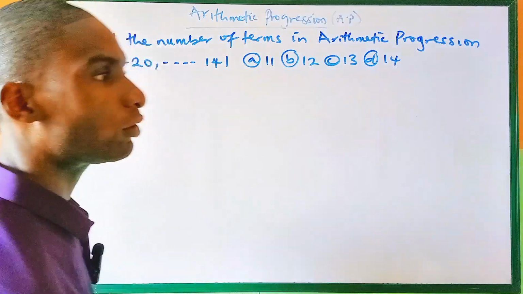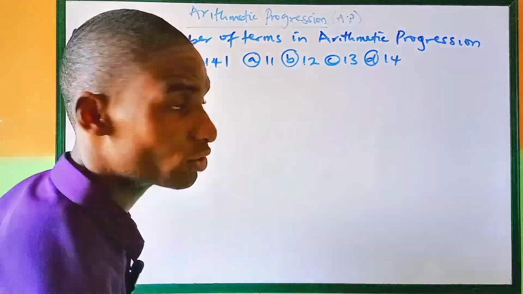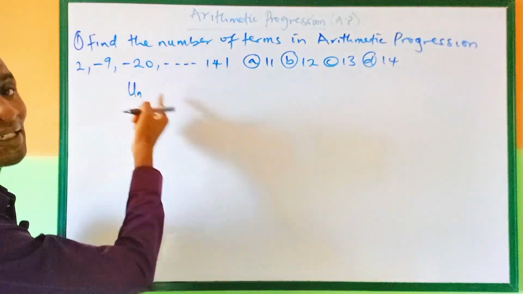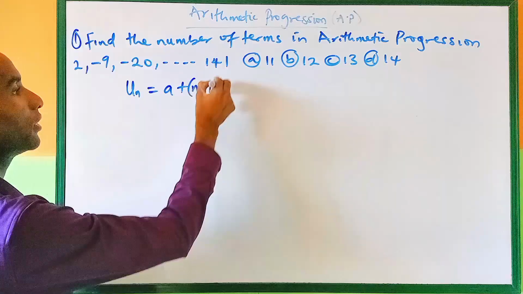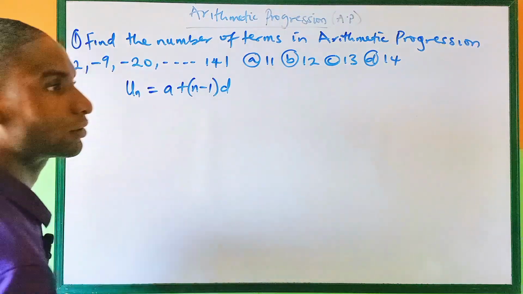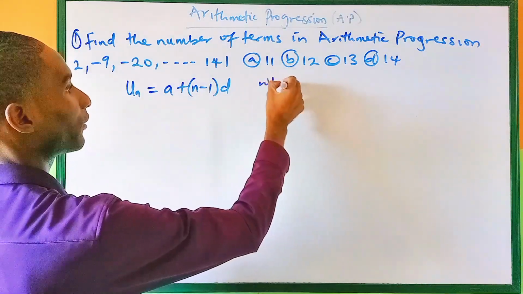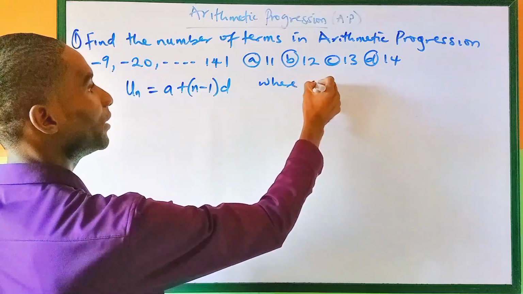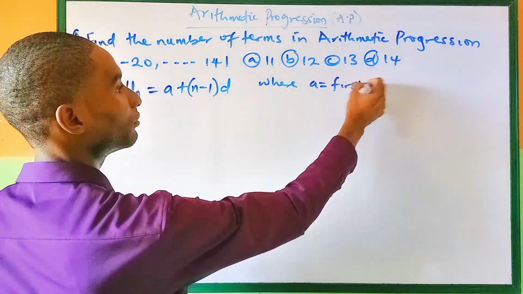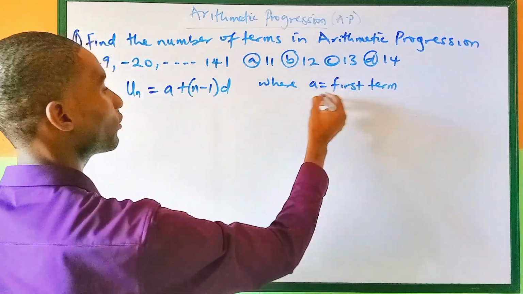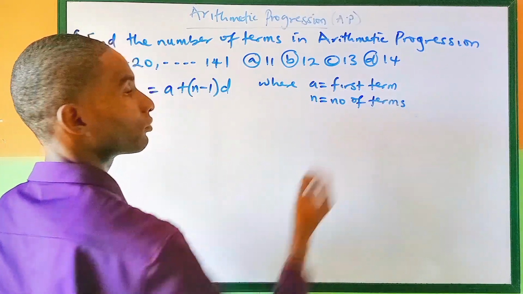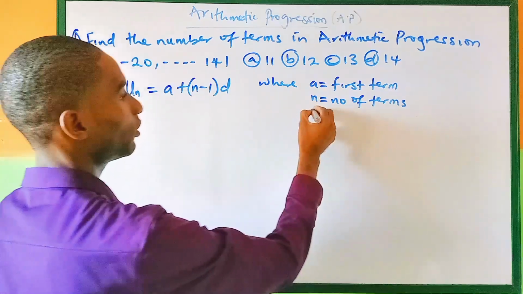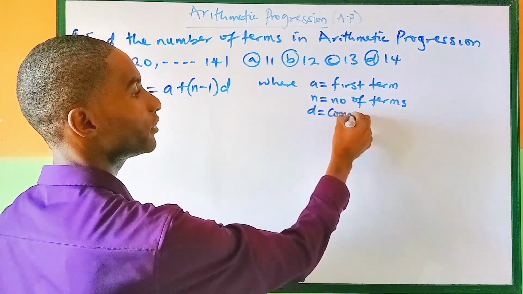So the formula for solving for arithmetic progression is UN. In some textbooks you have TN. So UN equals A plus N minus 1 into brackets D. Where A is the first term, N is the number of terms, the number of terms you're looking for, and D is the common difference.